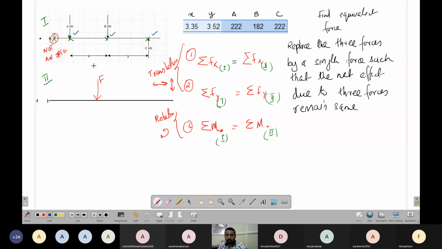Now we have to fix one point. Let's say I am taking this point. I am fixing this point. This is my point, so I put a triangle here. About this point, the moment is the summation of Fx. So what I will do is write this as two systems. I hope this is clear to you.